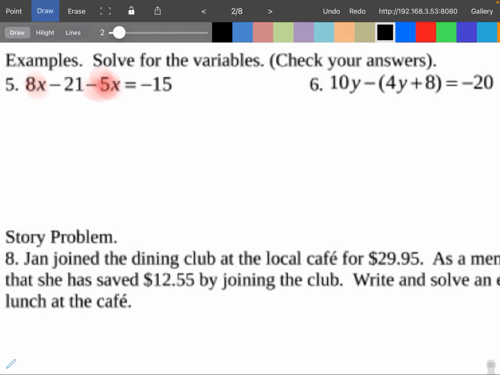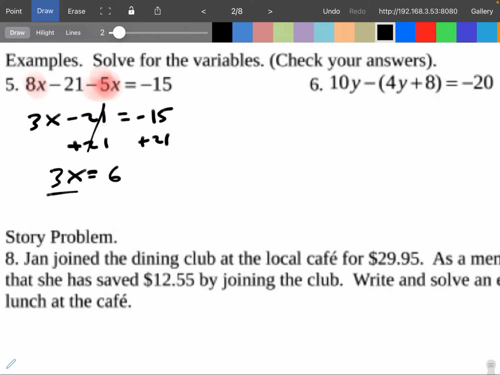So you've got 3x minus 21 equals -15. So I just brought down the -21 and the -15. Now we're back to a two-step one, right? So what's the next step? Plus 21. Good. Yep, add 21 on both sides. These cancel out and make 0. So now you got 3x equals, what's that, 6?